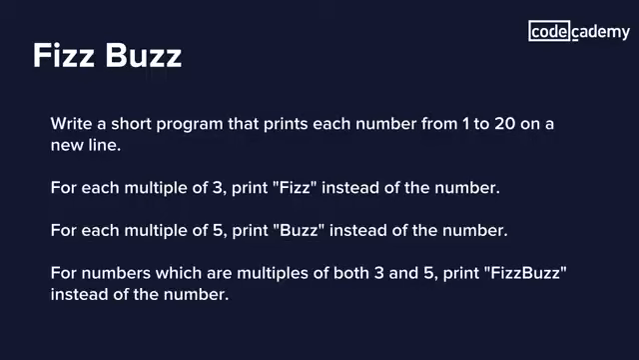What we're going to do is write a short program that prints each number from 1 to 20 on a new line. For each multiple of 3, we're going to print fizz instead of the number. For each multiple of 5, we're going to print buzz instead of the number. And for numbers which are multiples of both 3 and 5, we're going to print fizzbuzz instead of the number.